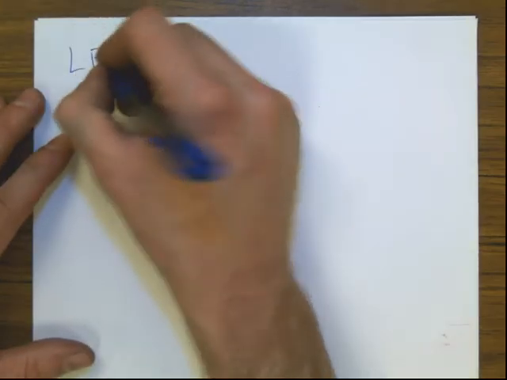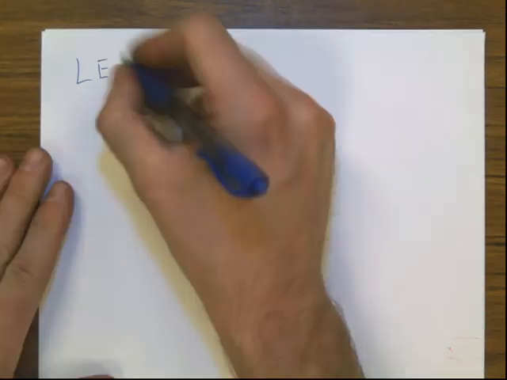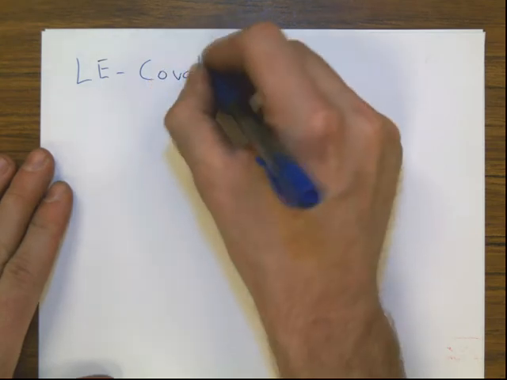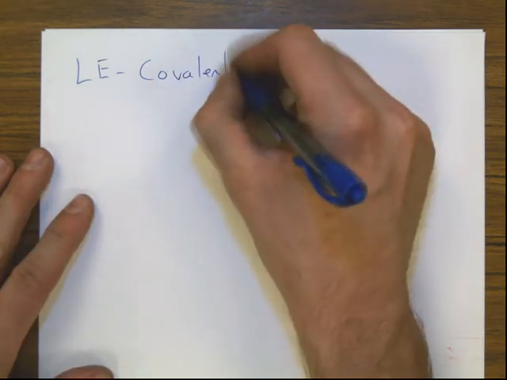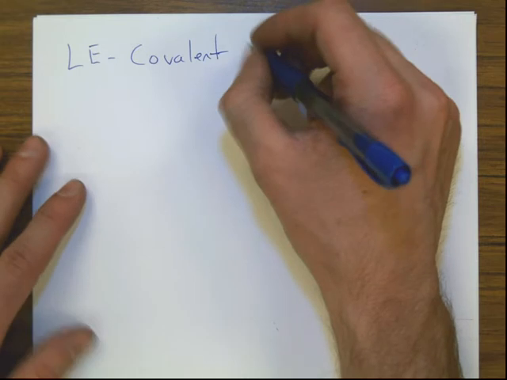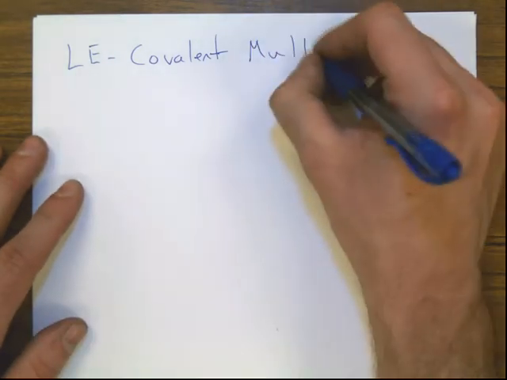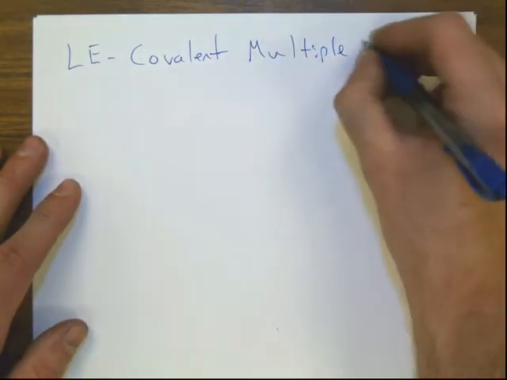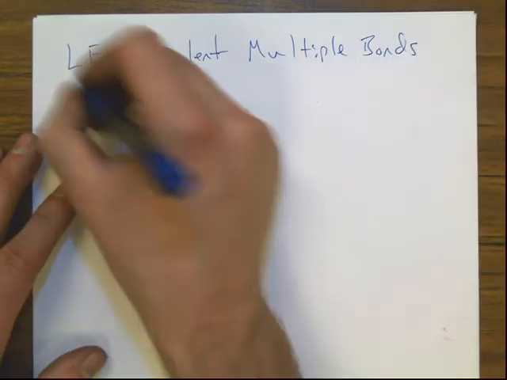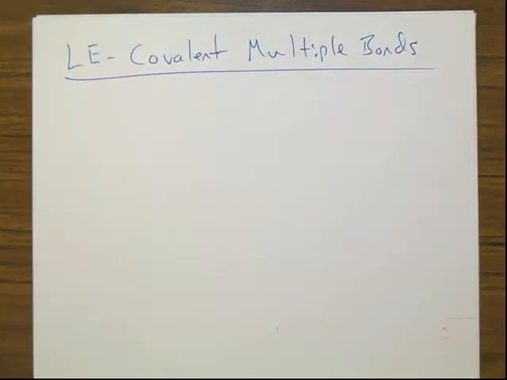All right, so this is going to be a lecture that continues where we last left off with covalent bonds and Lewis structures. You can consider this LE covalent bonds, but we're actually going to add a part to it. It's going to be LE covalent multiple bonds, with the emphasis on the multiple part. So we're going to be drawing Lewis structures where there are more than just single bonds.